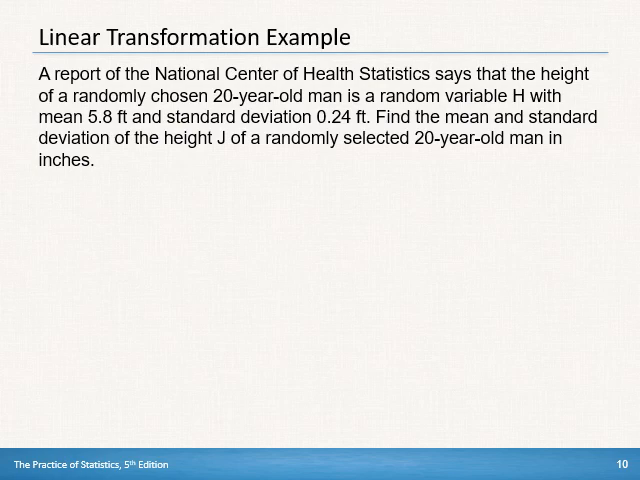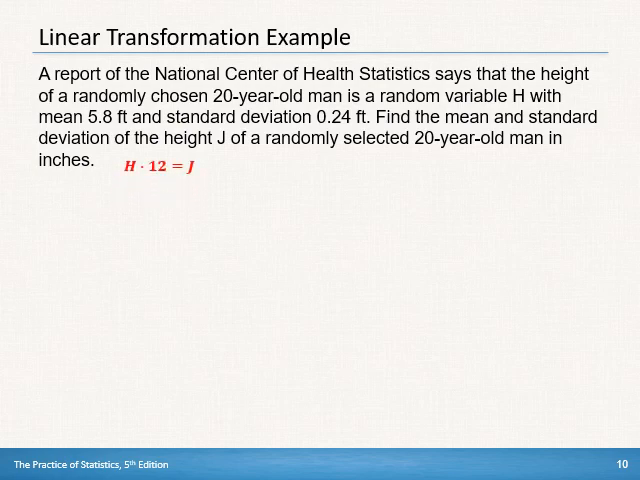All right, so let's look at an example. A report by the National Center of Health Statistics says that the height of a randomly chosen 20-year-old man is a random variable, and the random variable they're using is h, with a mean of 5.8 feet and a standard deviation of 0.24 feet. So find the mean and the standard deviation of the height, and now we're calling a new random variable j, of the randomly selected 20-year-old man, but let's convert it to inches rather than feet.